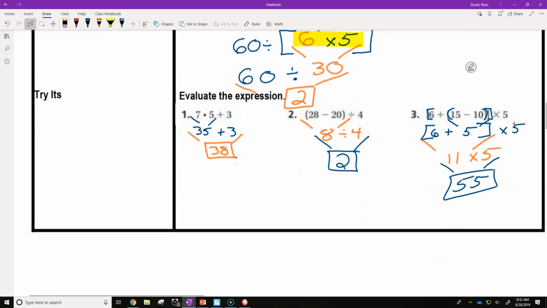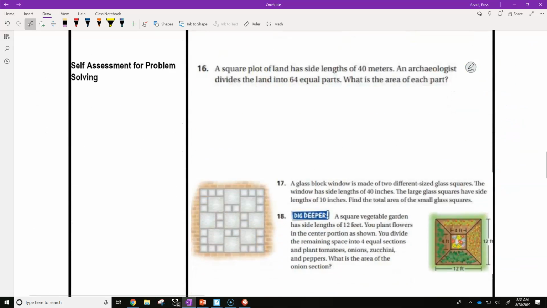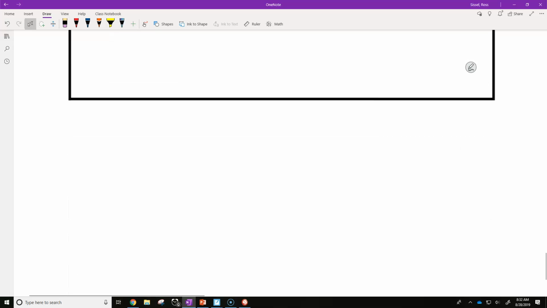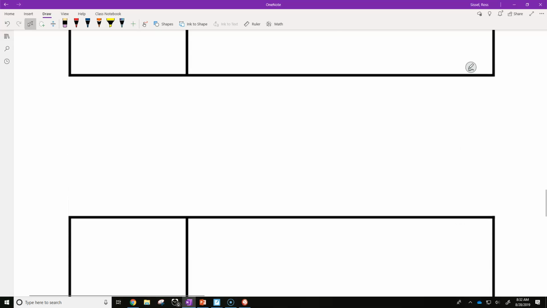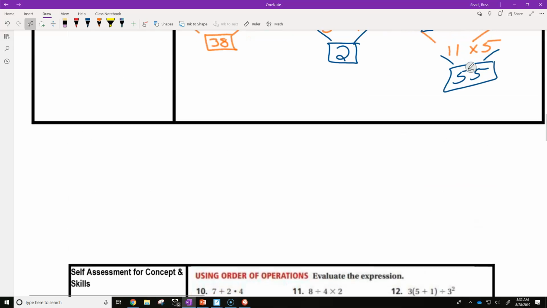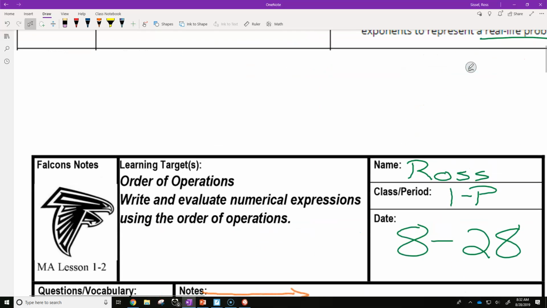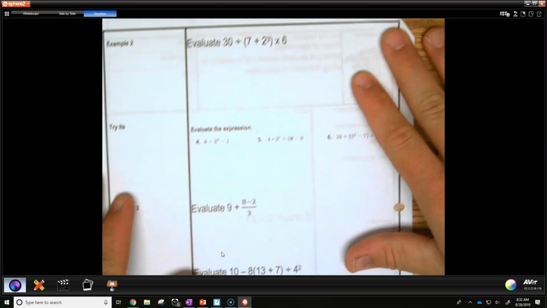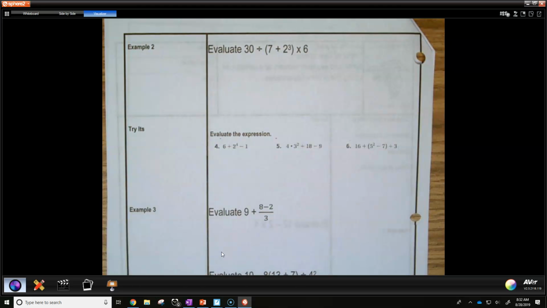Hey, I'm missing my example too. Oh, I'm missing a whole set of my notes. Oh my gosh, how could you miss? Well, that's awesome. Let me get my paper copy. Alright. Okay, I'll have to use this.